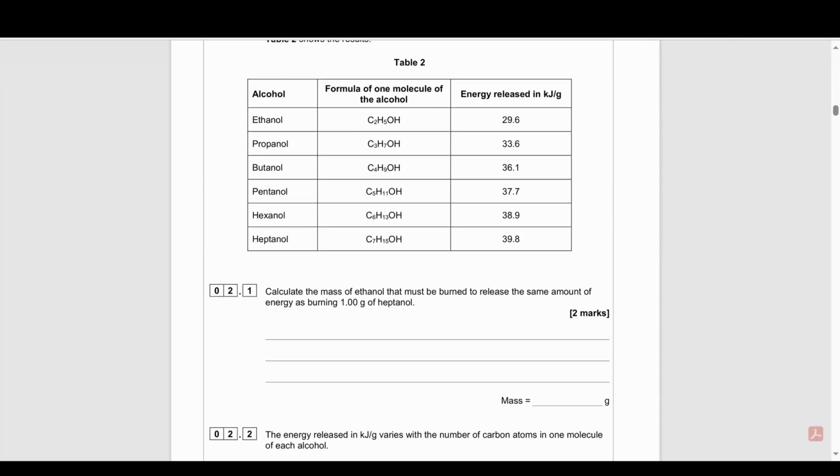2.1. Calculate the mass of ethanol that must be burned to release the same amount of energy as burning 1 gram of heptanol. So we're comparing ethanol to heptanol in this question. We're dealing with the mass. Remember that even though they're asking us for the mass of ethanol, we have to then think about 1 gram of heptanol, because that was the actual mass that was used in the question. So, if we've got 1 gram of heptanol, the energy that's released for that is 38.9 kilojoules per gram.